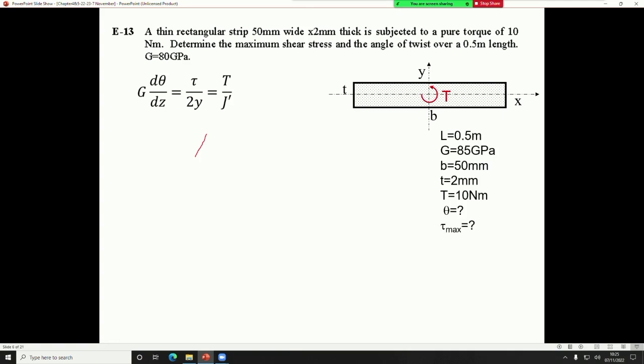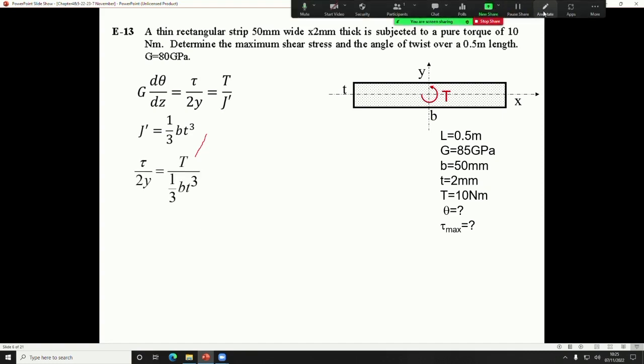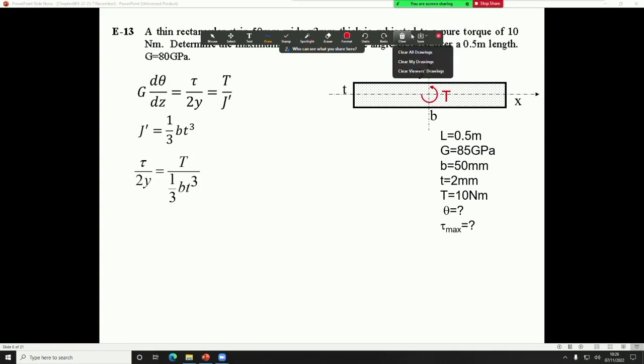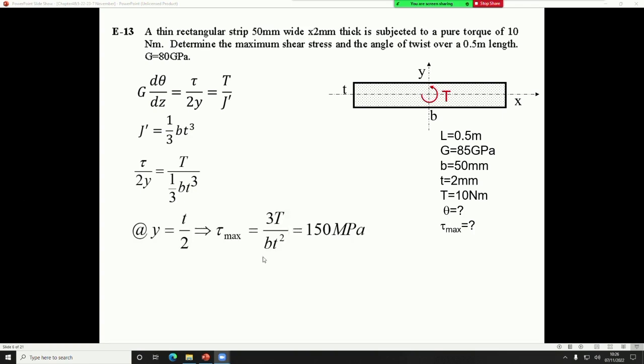So first, these are the data I've extracted from the description of the problem. First I find the torsional stiffness, which is equal to 1 over 3 B T cubed. B is the width of the strip, which is 50 millimeters, and the thickness is 2 millimeters, so I substitute in this equation. So I'm after the maximum shear stress. The maximum shear stress occurs on the top and bottom layer when y is equal to plus minus t over 2. I've also added this to your examination data sheets, where the maximum shear stress is 3T divided by B T cubed. So from there you find the maximum shear stress.